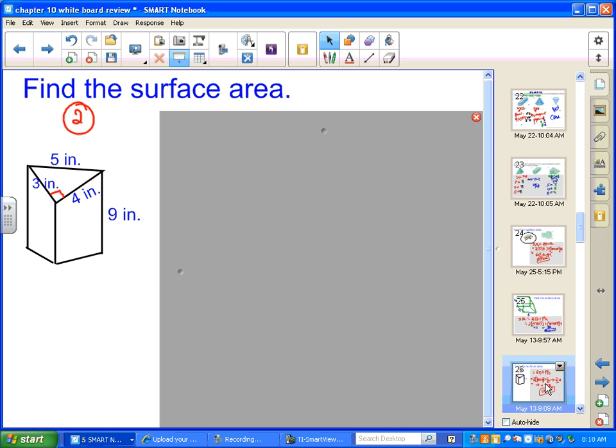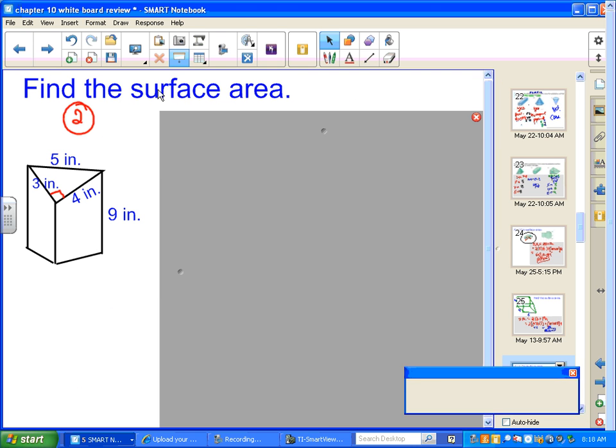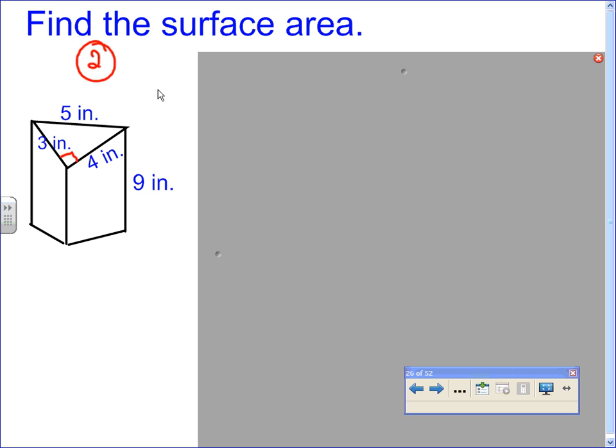Okay, find the surface area. Want to do a couple, maybe 2 more. Find the surface area. The dimensions on there are a 5, a 3, a 4, and a 9. It's just me and my smartboard drawing tonight. This is not so good. It is not drawn to scale. So just find the surface area and hold it up once you get it.